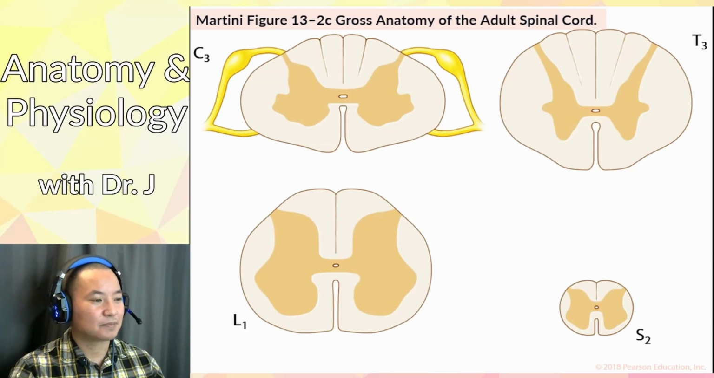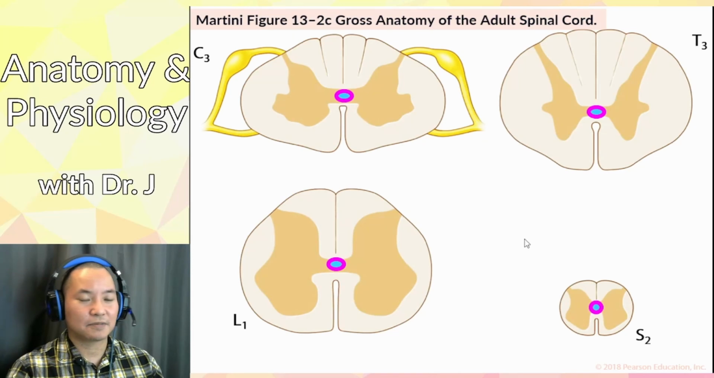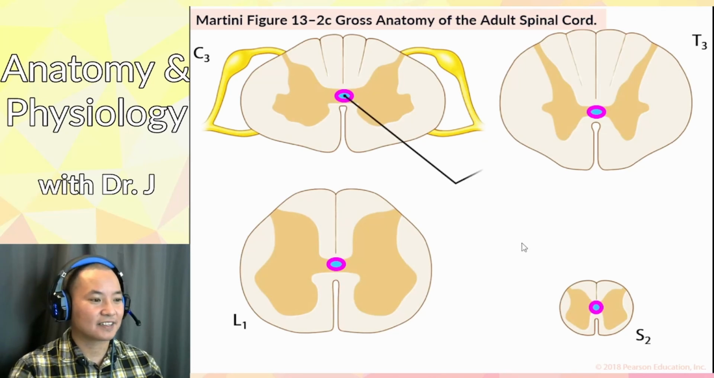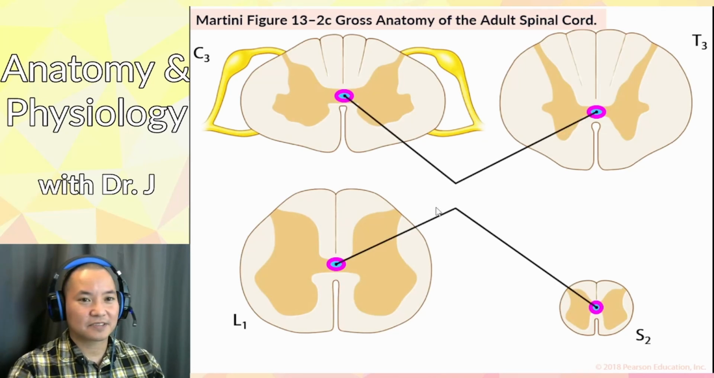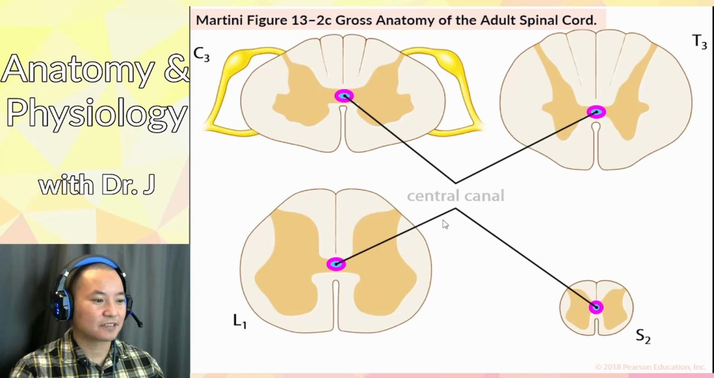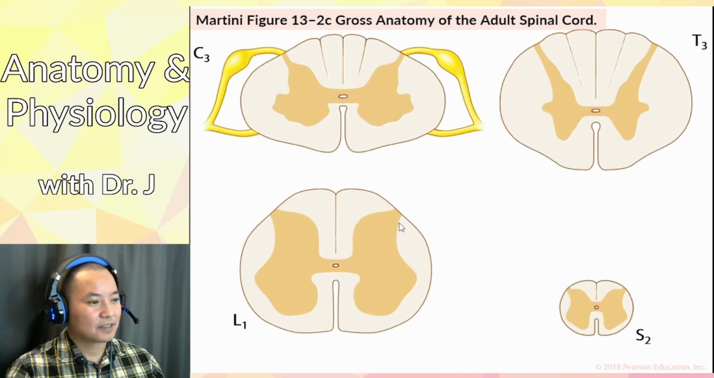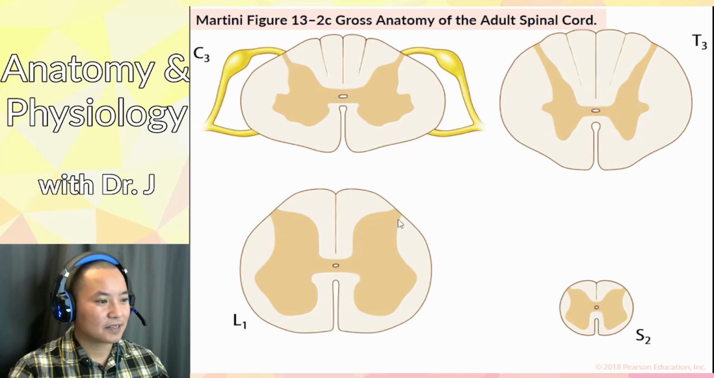So that white spot right here is a space, and it's filled with fluid, and we'll get to that hopefully by the end of this lecture. So this is the central canal. It's a canal in the middle of your spinal cord, and it runs all the way through these segments as well.